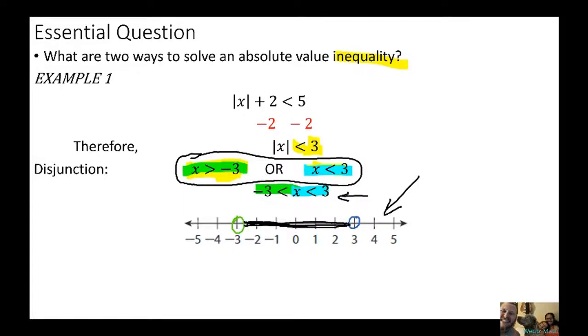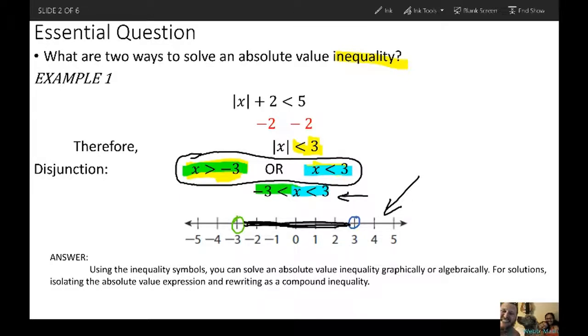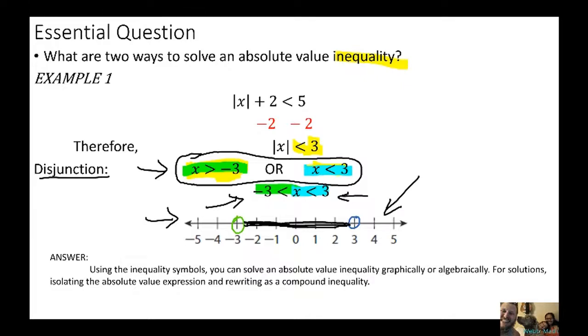So the answer to your essential question is: using the inequality symbols, you can solve an absolute value inequality graphically or algebraically. For solutions, isolate the absolute value expression and rewrite it as a compound inequality. And that's exactly what I did from here to here. And then of course, graphing them if need be. So we still use the disjunction just like the last module for solving absolute value equations. The only difference now is we have inequalities.